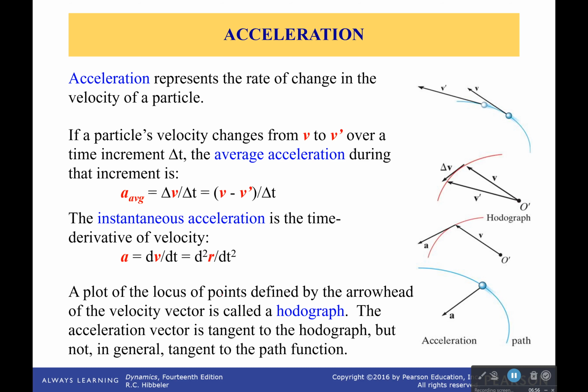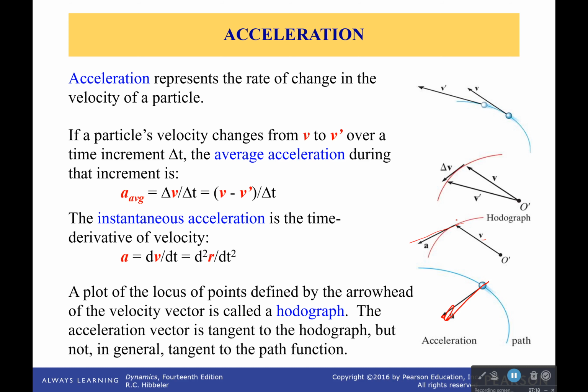Now, a plot of the locus of points defined by the arrowhead of the velocity vector is called a hodograph. The acceleration vector is tangent to the hodograph, but not in general tangent to the path function. As you can see right here, this is pointing more or less towards the center. However, if we make a hodograph where the velocity is pointing every single time, it will be tangent to that.